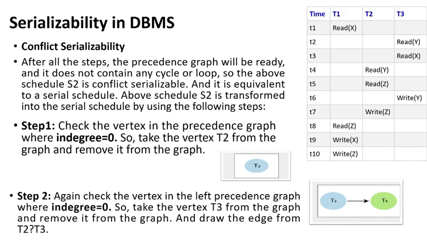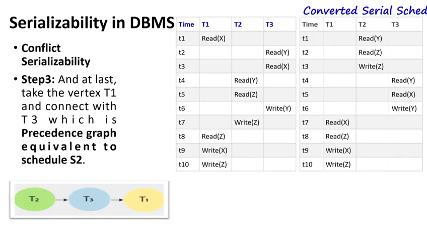The schedule S2 is transformed into the serial schedule by using the following steps. These are again some of the given steps. You can check them out. And at last, the precedence graph is equivalent to schedule S2.